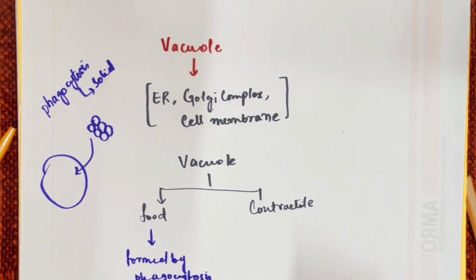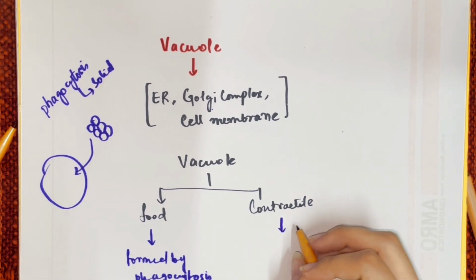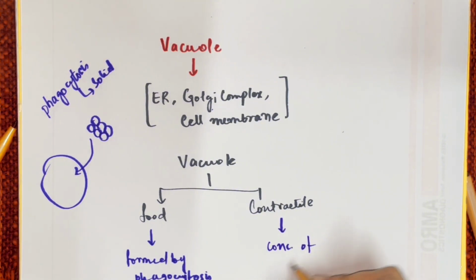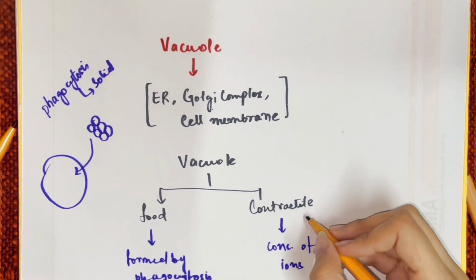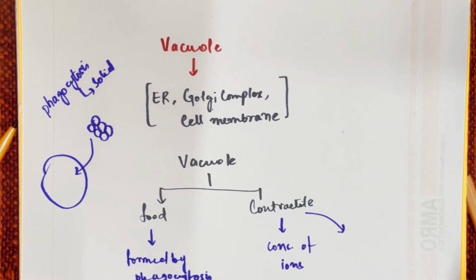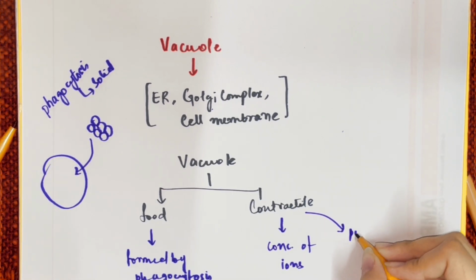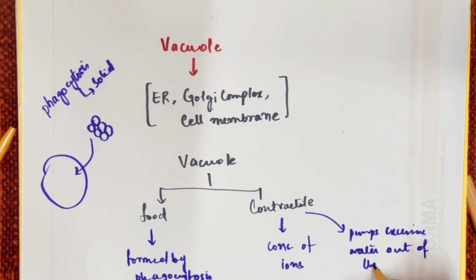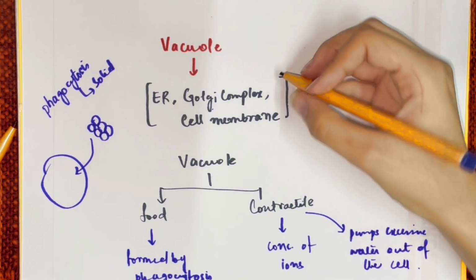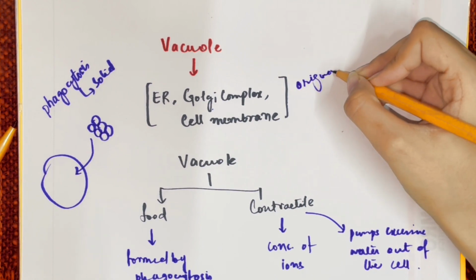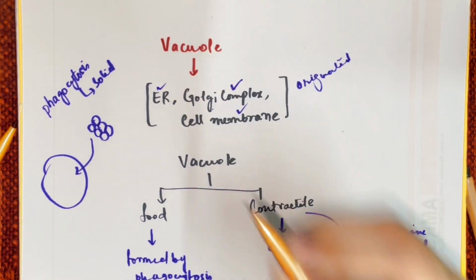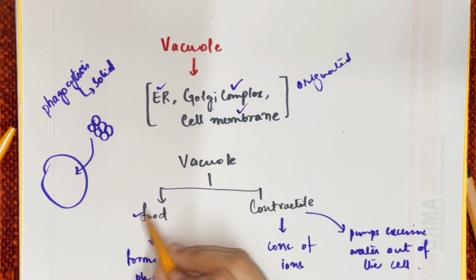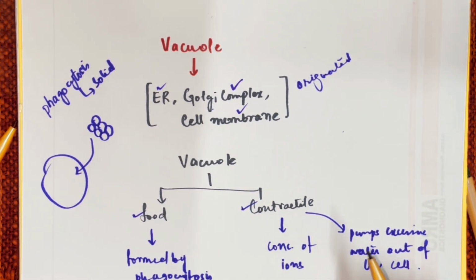So the food vacuole is always formed by phagocytosis. The contractile vacuole is basically responsible for maintaining the concentration of ions. And what is the purpose of the contractile vacuole? Well, the function of the contractile vacuole is that it pumps the excessive water out of the cell. So the vacuole is originated by endoplasmic reticulum, Golgi complex, or the cell membrane. And the vacuoles are of two types, either the food vacuole or the contractile vacuole. Each of them plays a different role and is for different purposes.